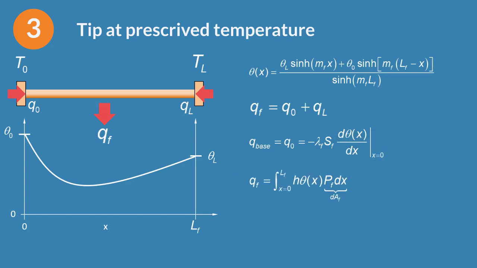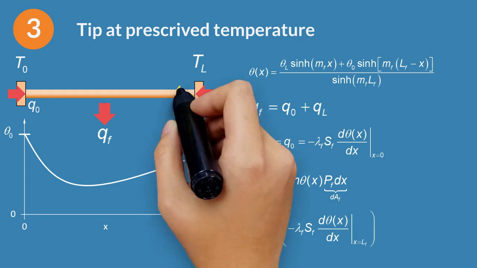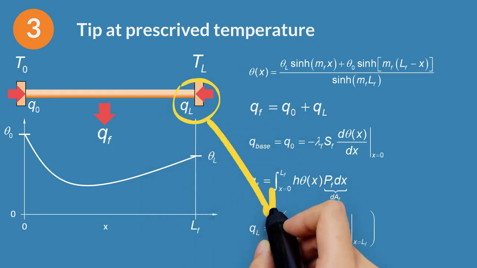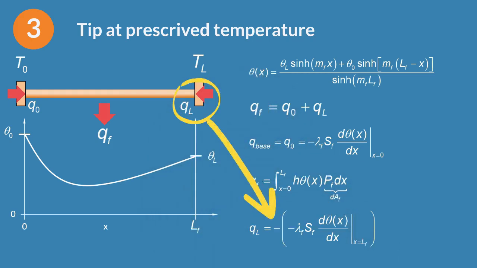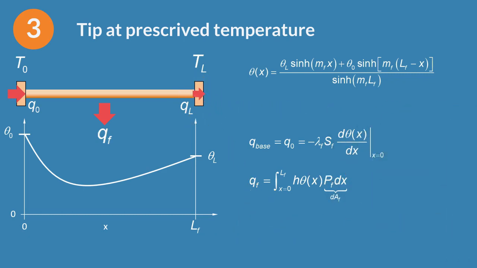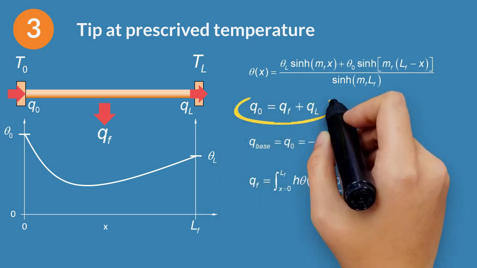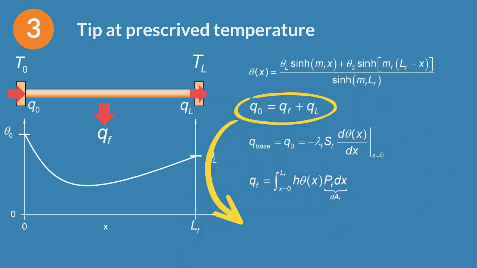Q_f can be found integrating Newton's law. For calculating Q_L, we must apply again Fourier's law. Notice that Q_L goes in the direction of decreasing x. Therefore, it must be multiplied by -1. The conservation equation in this kind of fin can be also written with all the conduction terms in the direction of x. Therefore, the way you write Q_L depends on how you have written the conservation equation.